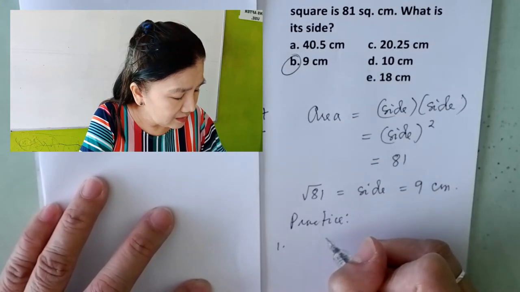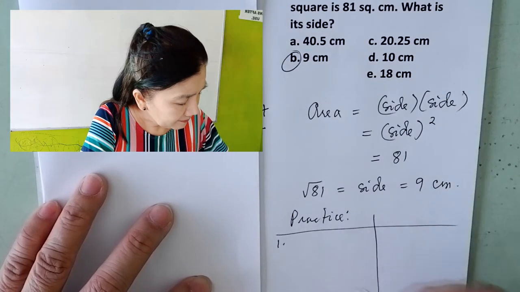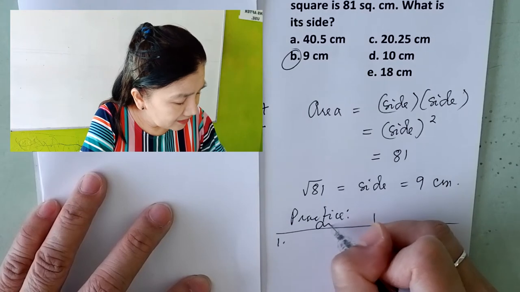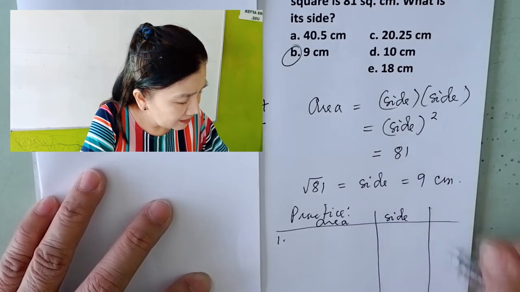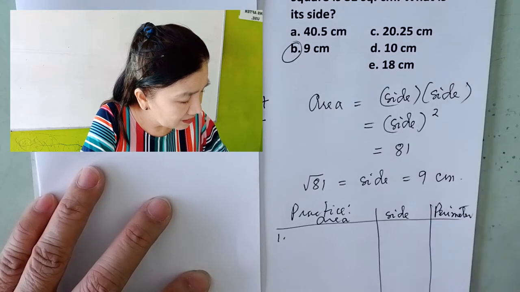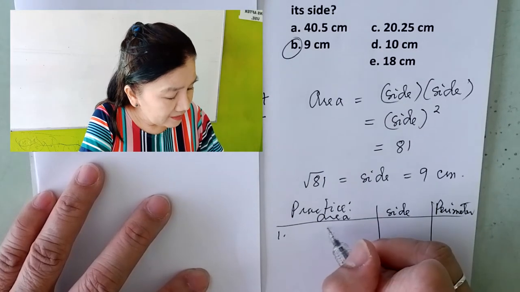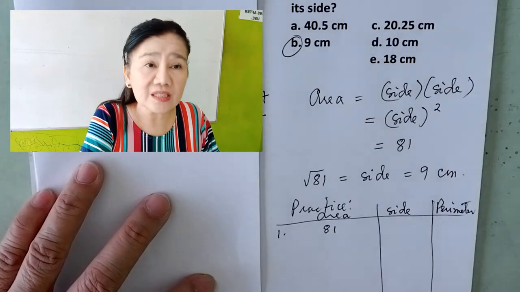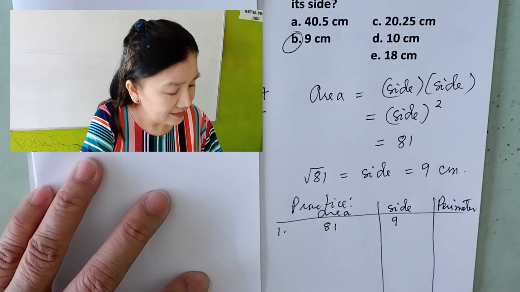Let's say I make here a table. Let's say the area here is given. You give me the side and then also the perimeter. So we hit 3 birds with 1 stone. Let's say the area is 81. What is the side of the square? Square root of 81 is 9.